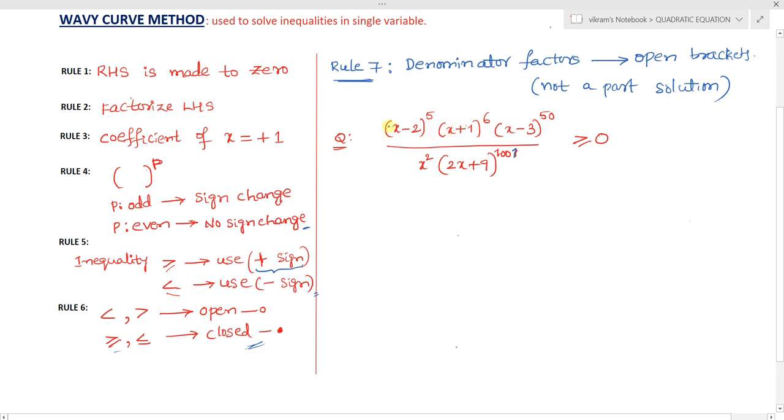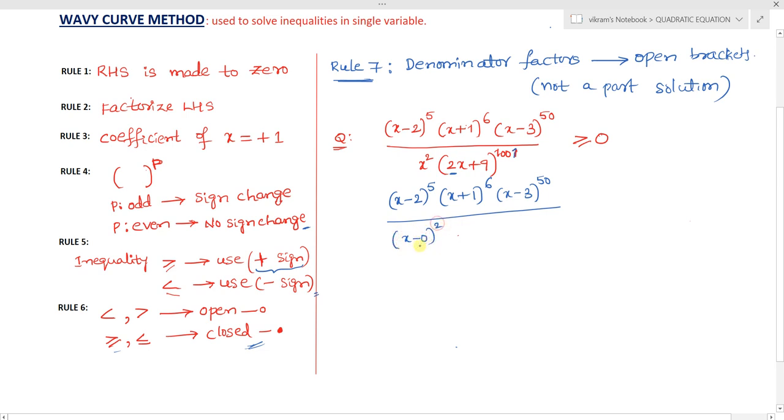The third rule is that the coefficient of x is plus 1. In the first factor the coefficient of x is plus 1, in the second factor it is plus 1, and in the third factor it is also plus 1, and here we have x square. We can write x square as (x plus 0) whole square, that means again the coefficient of x is 1, and here the coefficient of x is 2. Now we need to change this, so we can write it as (x minus 2) whole power 5, (x plus 1) whole power 6, (x minus 3) whole power 50, and we can write x square as (x minus 0) whole square.